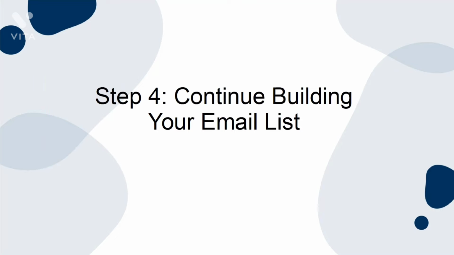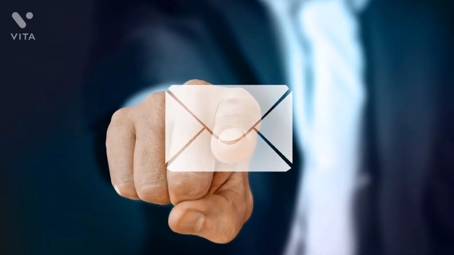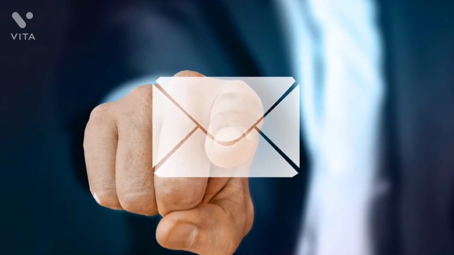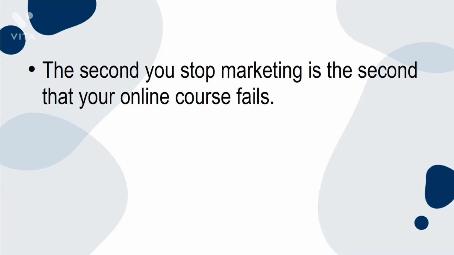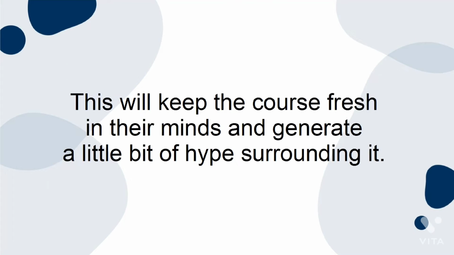Continue building your email list. Once you have confirmed that there is enough interest in your course topic, you should continue building your email list and marketing on other platforms. The second you stop marketing is the second that your online course fails. So it is important to continue building your email list and continually updating potential customers on the status of the course. This will keep the course fresh in their minds and generate a little bit of hype surrounding it.